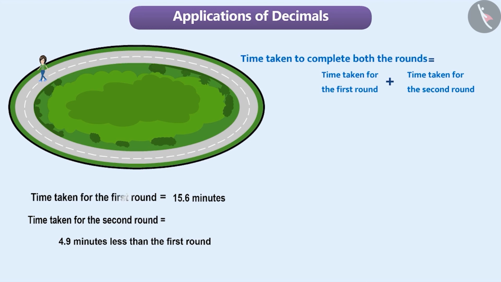It is given in the example that she took 15.6 minutes to complete the first round. To complete the second round, she took 4.9 minutes less than 15.6 minutes. Therefore, to find out the time taken for completing the second round, we have to subtract 4.9 from 15.6. Can you think of how we do this? Think for a while.